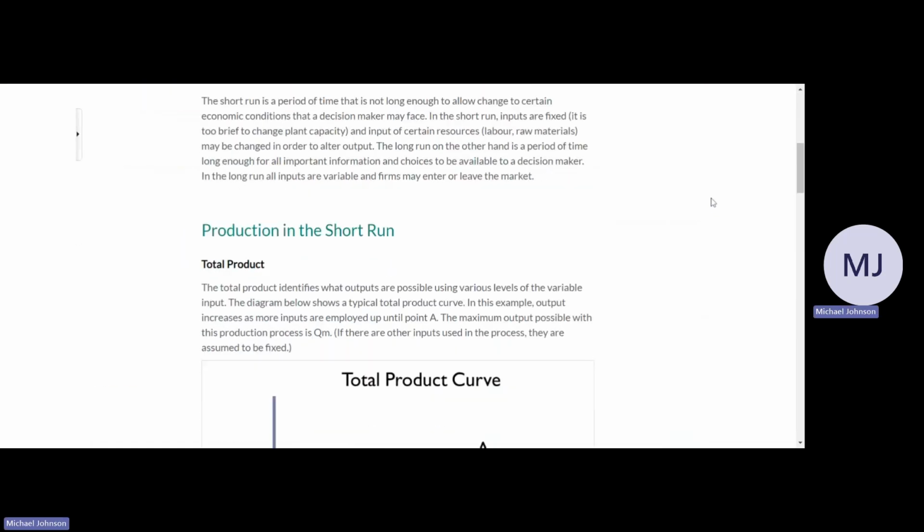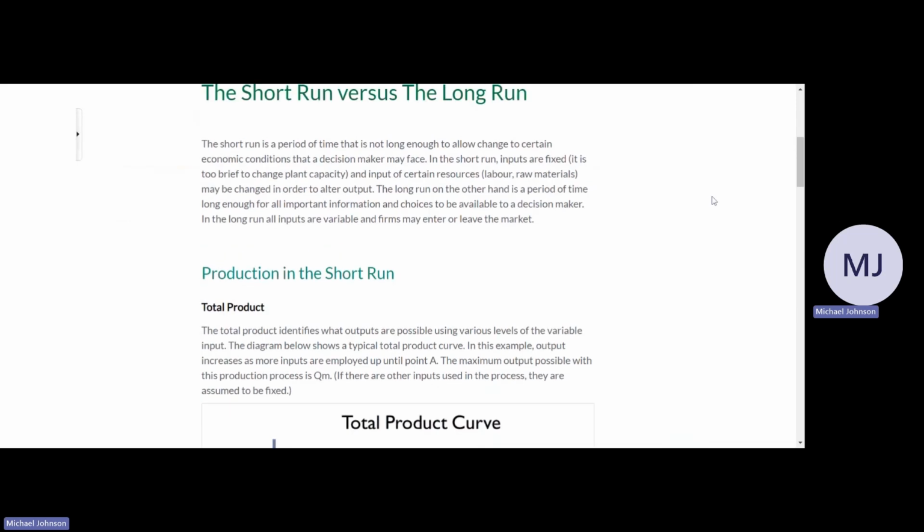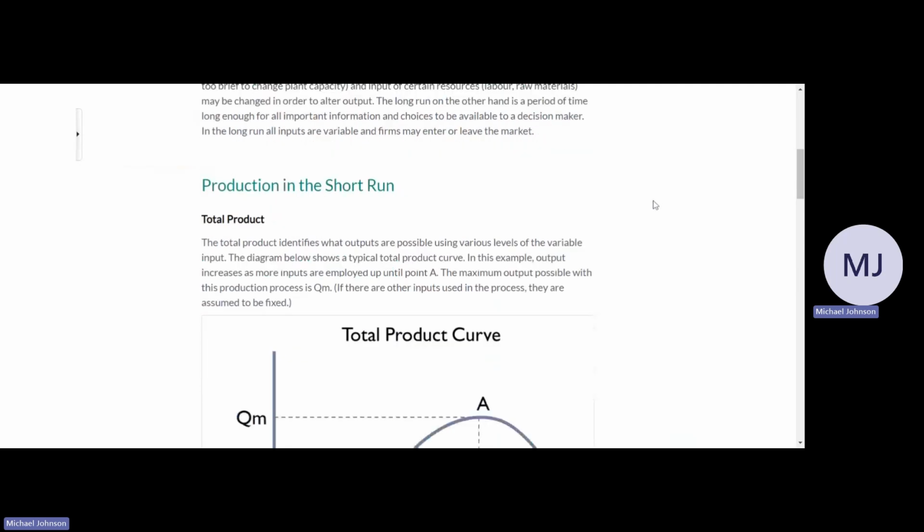The short run versus the long run. The short run is a period of time that is not long enough to allow change to certain economic conditions a decision maker may face. In the short run, inputs are fixed. It is too brief to change plant capacity, though inputs of certain resources, like labor and raw materials, may be changed in order to alter output. The long run, on the other hand, is a period of time long enough for all important choices to be available to the decision maker. In the long run, all inputs are variable and firms may enter or leave the market.